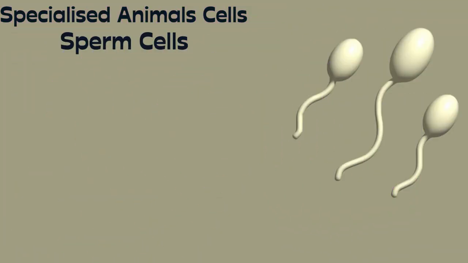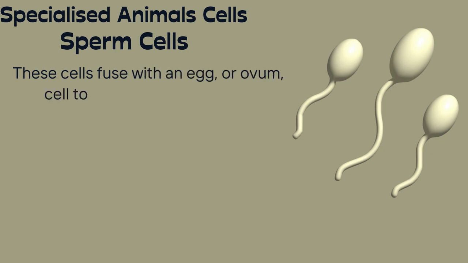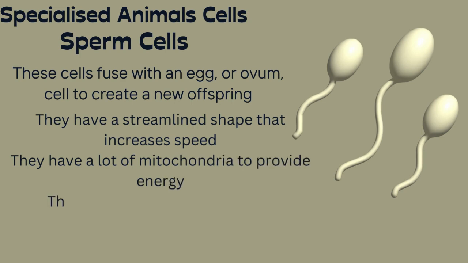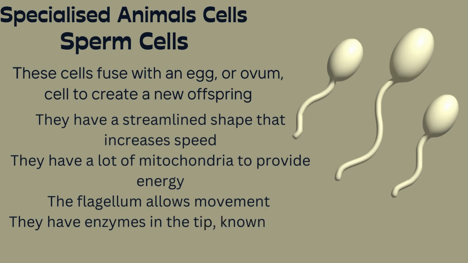Sperm cells are a final animal specialized cell that fuse with an egg or ovum cell to create a new offspring. They have a streamlined shape that increases speed. They have a lot of mitochondria to provide energy. They have a flagellum that allows movement, and they have enzymes in their acrosome that allow them to break into the egg wall.